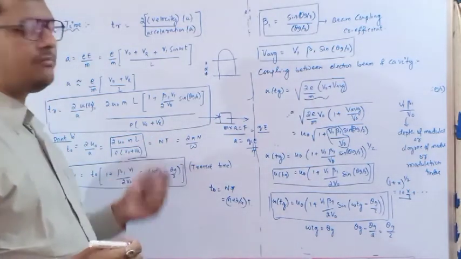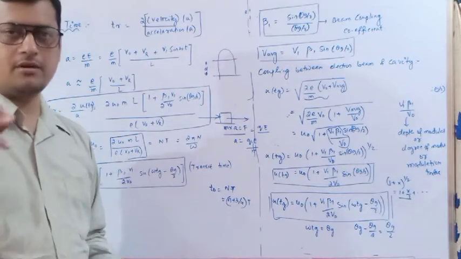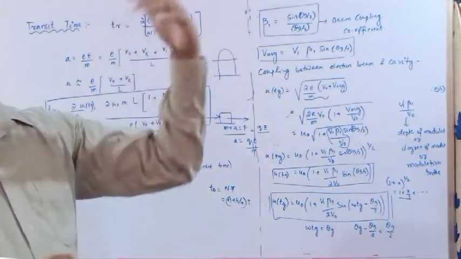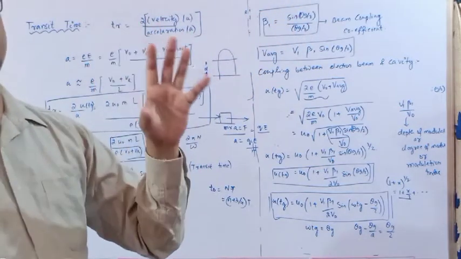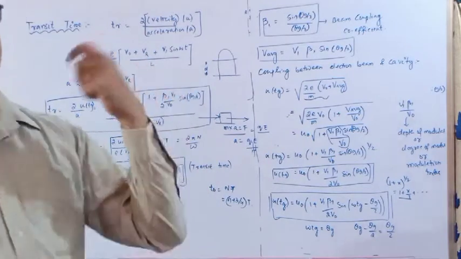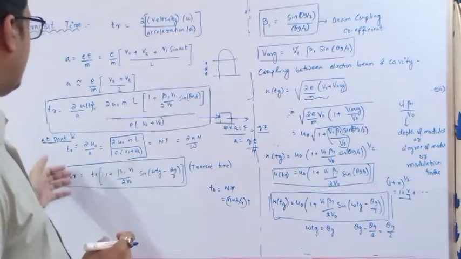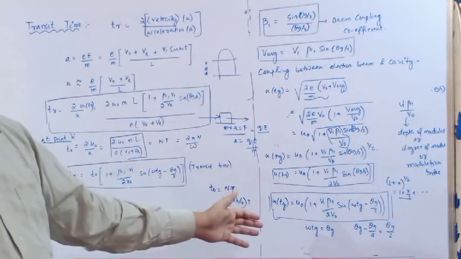T is replaced by 2 pi by omega, and N represents the number of oscillations, that is, the number of modes. If the number of modes increases, your RF output is less. To identify the maximum RF output, the mode of oscillation must be low. So these are the basic relations. Here you can see the transit time represented in terms of T0.